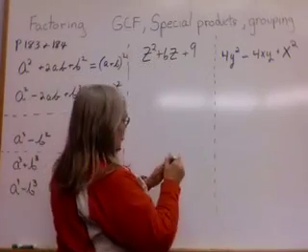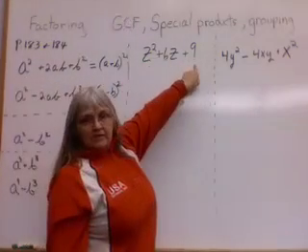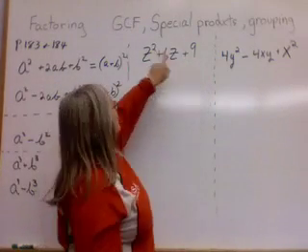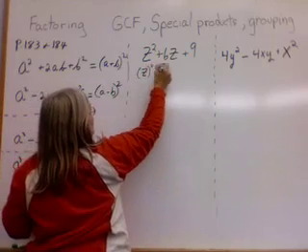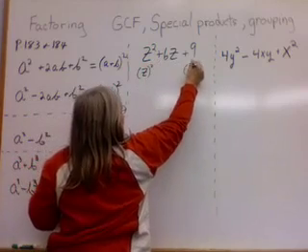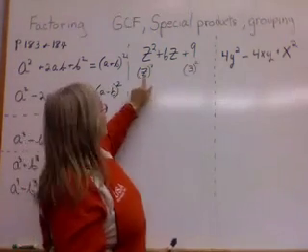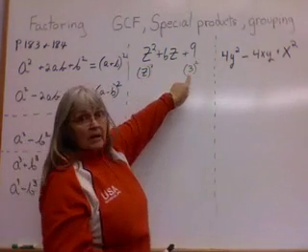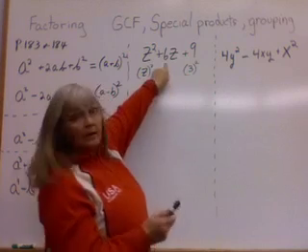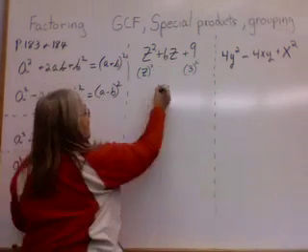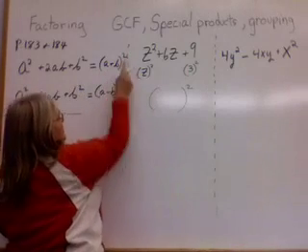Now, the middle term is always the first factor times the last factor times 2. So we said that was a perfect square, z squared. We said that was a perfect square, 3 squared. If it's a perfect square trinomial, z times 3, 3z, times 2, 6z, should be the middle. Huh? It is. That means this factors into (a plus b) squared.